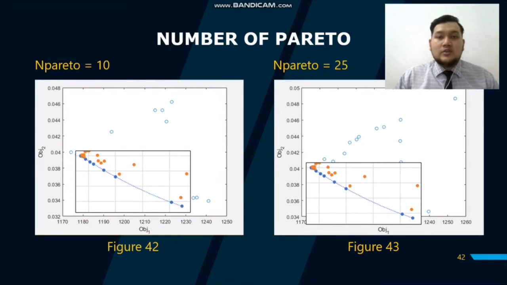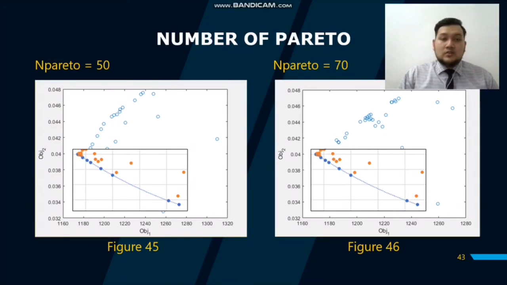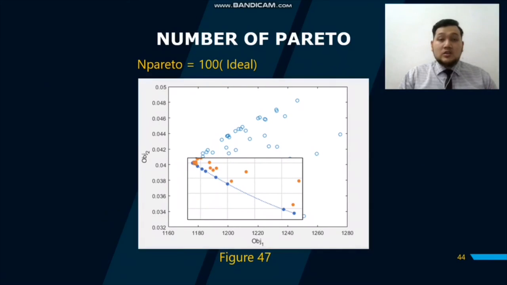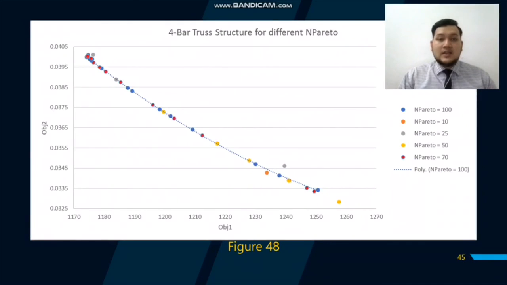And lastly, I will change the number of Pareto. There are 5 values of Pareto that I set, which are N Pareto equal to 10, N Pareto equal to 25, N Pareto equal to 50, N Pareto equal to 70, and lastly N Pareto equal to 100. These are the graphs. This is the 4-bar truss structure for different Pareto. The blue one is N Pareto equal to 100. Orange is N Pareto equal to 10. Gray is N Pareto equal to 25. Yellow is N Pareto equal to 50. And red is N Pareto equal to 70.